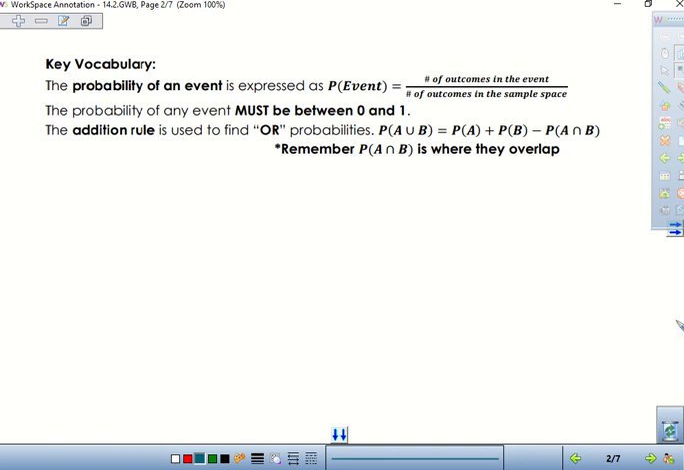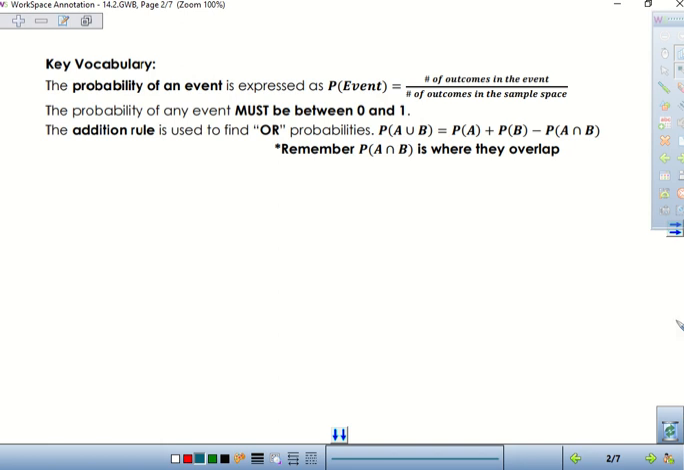Now, for "or" probabilities, that means that when we are okay with something happening or this thing happening, we have a better chance, so we're going to add them together. What we have to always subtract away is the probability of those two things happening simultaneously. So let me explain an example to hopefully help you understand this a little bit better.